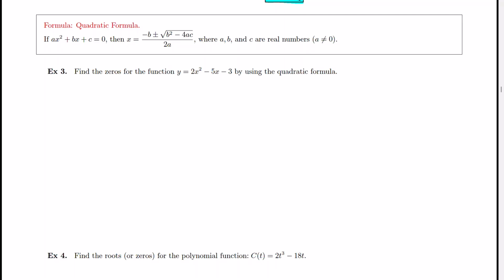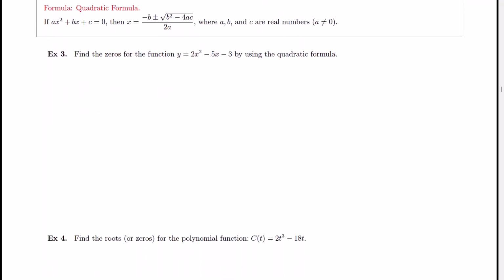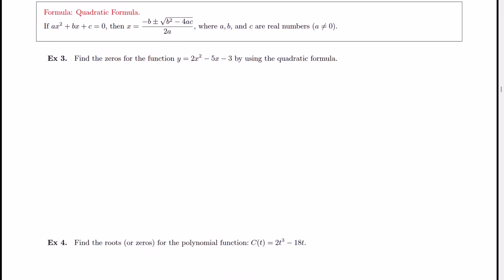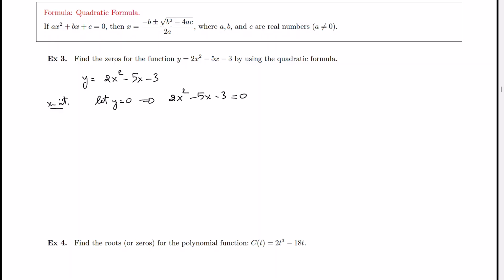So let's see if we can get the same numbers that we got before, the 3 and the negative 1/2, by using the quadratic formula. It's the same polynomial again, so I'm going to write the polynomial y equal to 2x squared minus 5x minus 3. And I'm going to pretend like I'm looking for the x-intercepts, or the zeros of the function. So I'm going to let y be equal to 0, which implies that 2x squared minus 5x minus 3 has to be 0. Again, we're just replacing y with 0.